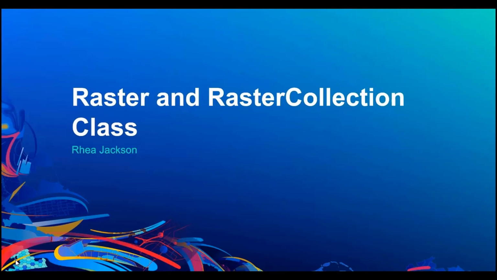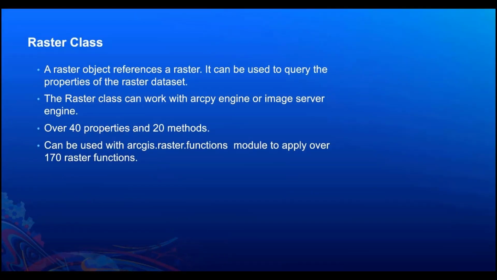Now, let us talk about Raster Class. A raster object references a raster and can be used to query the properties of a raster dataset. Raster objects can represent web-based image services, data store rasters, and local raster datasets. To work with local raster datasets, the ArcGIS module should be available in the environment. Thus, Raster Class provides a uniform API to work with your raster data, irrespective of your raster data source. The class has more than 40 properties and 20 different methods to work with your raster data. And the class can be used with raster.functions module to apply over 170 raster functions.